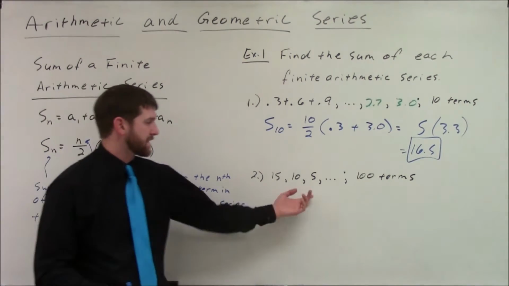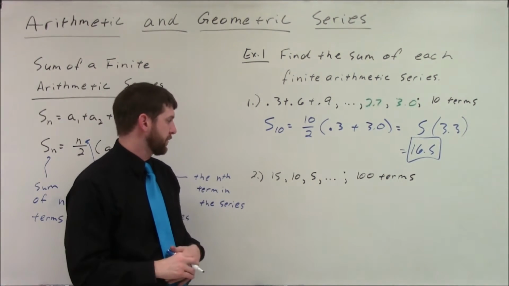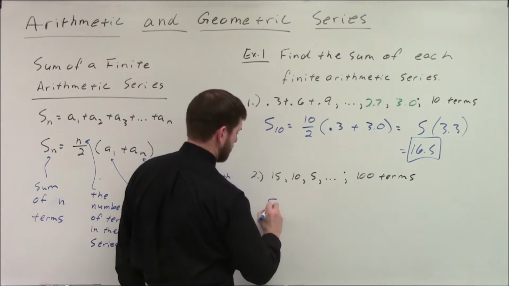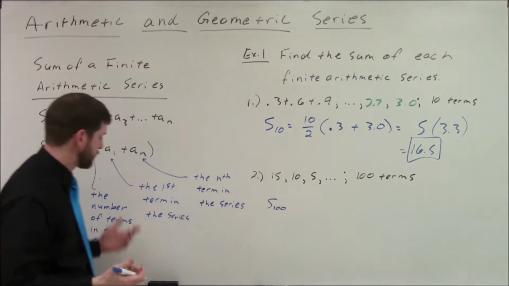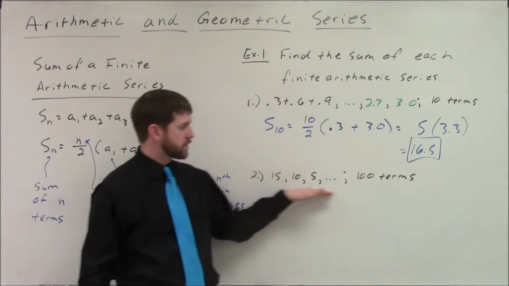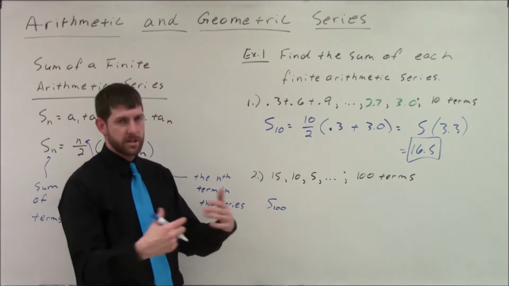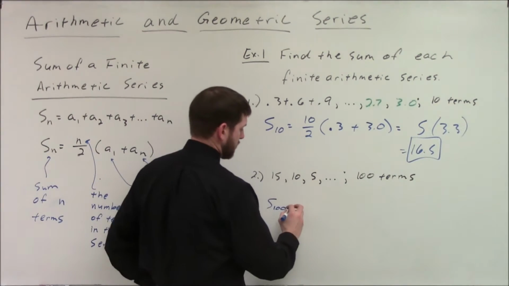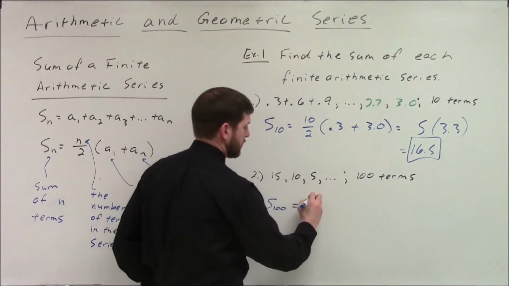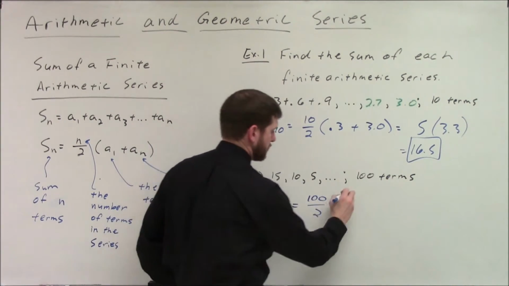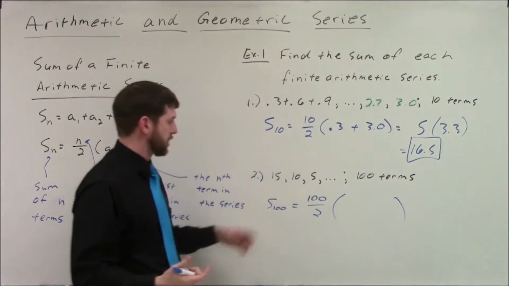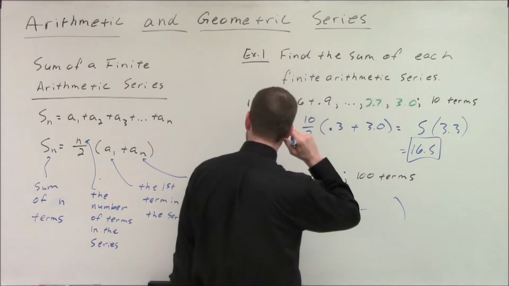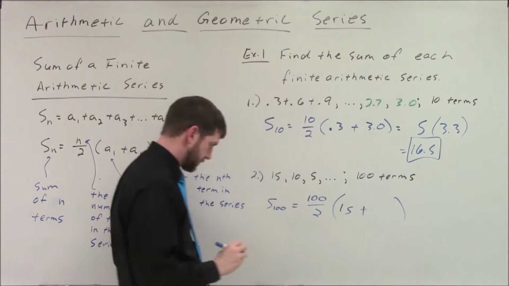All right, let's look at this second example. It's a little bit different in that we know we're adding up the first 100 terms. This is one where it's obviously beneficial to use the formula, because I don't want to generate this sequence for 100 terms and then have to add all those together. So the sum of the first 100 terms is going to be the number of terms over 2 times the first term in the sequence, which is 15, plus the last term in the sequence.